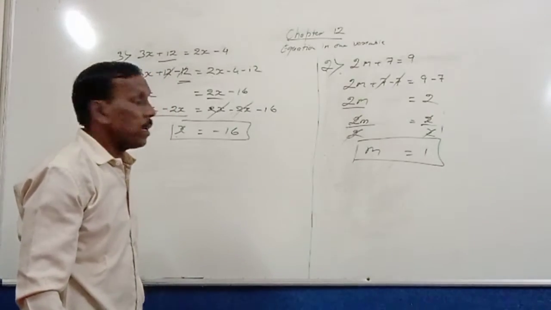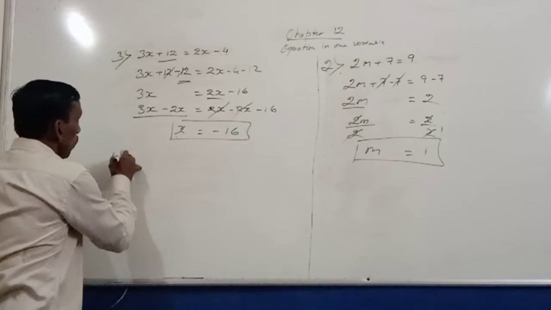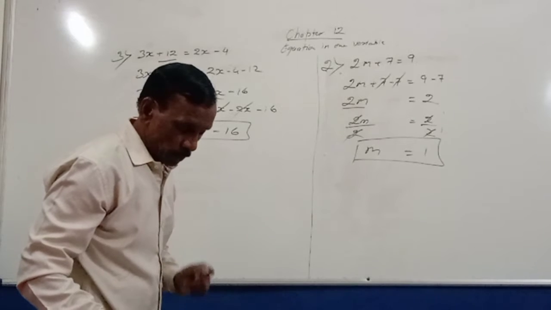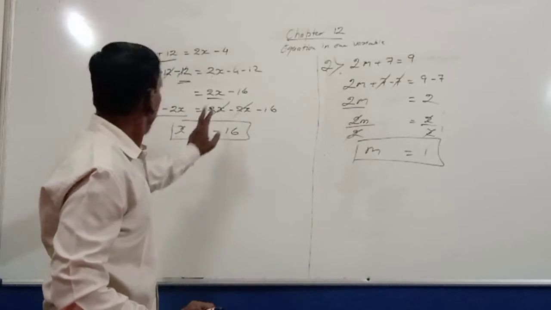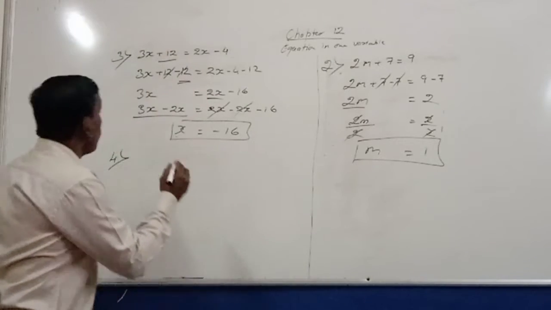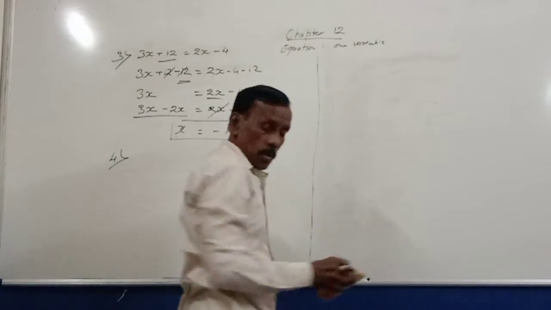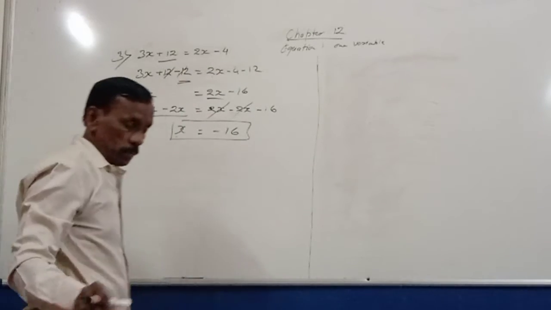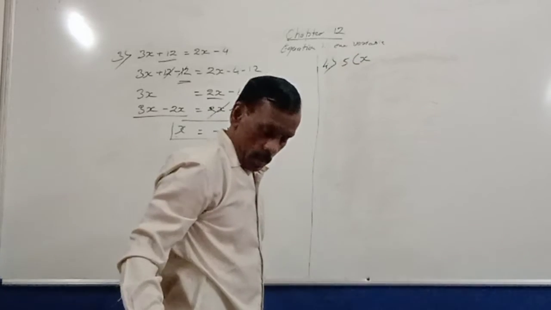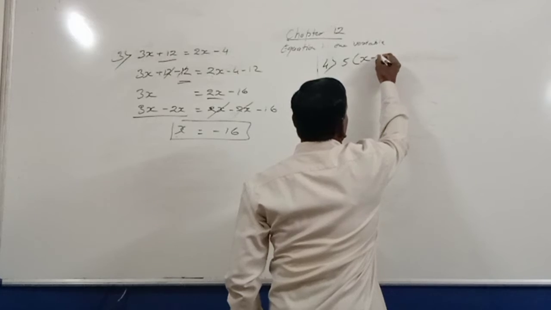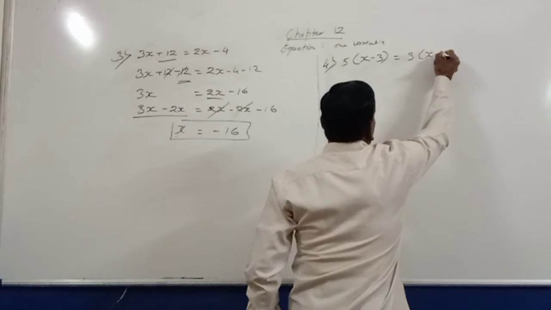Okay, understood everyone here? This is our answer. See how, when two numbers are there, how we are solving this here. Now one more sum is here, the fourth one. When two numbers are there, so I'll take bigger sums here. Fourth sum here: 5(x minus 3) is equal to 3(x plus 2).